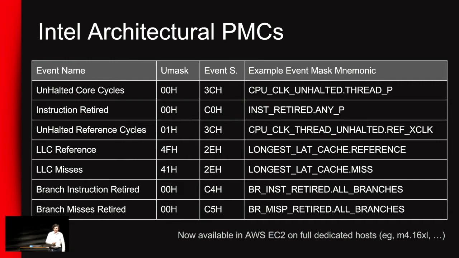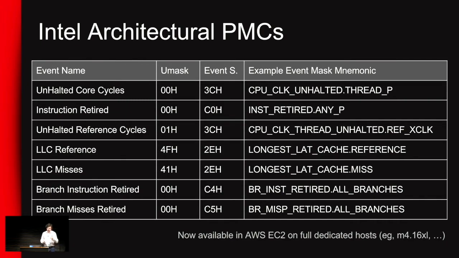The architectural PMCs that we enabled in Amazon EC2, now these are only for full dedicated instances, so you need like an M4.16XL. These are special because Intel have put these in the CPUID instruction, in the CPUID binary interface. So when you call CPUID, you can find out various information about the processor, including which of the architectural PMCs are enabled, which is pretty crazy because there's a lot of PMCs. There's hundreds and hundreds of PMCs. But they've picked these as the top crucial 7 to measure.